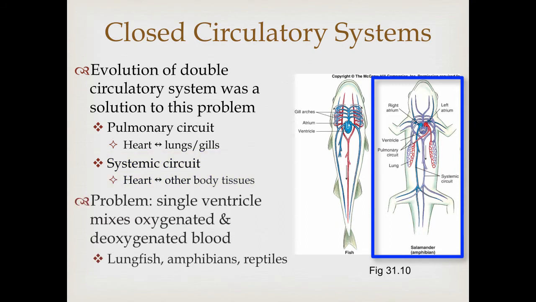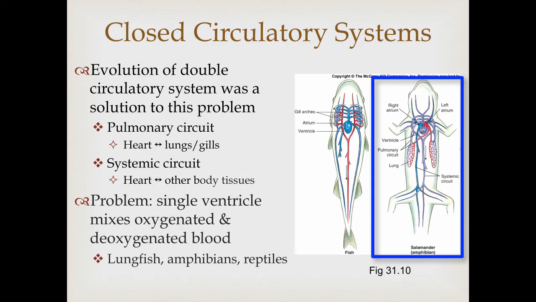There is a problem, though, if the double circulatory system only has one ventricle. A single ventricle mixes oxygenated and deoxygenated blood, and this is seen in lungfish, amphibians, and most non-avian reptiles. The one exception to that are the crocodilians. And this figure here is demonstrating the problem.